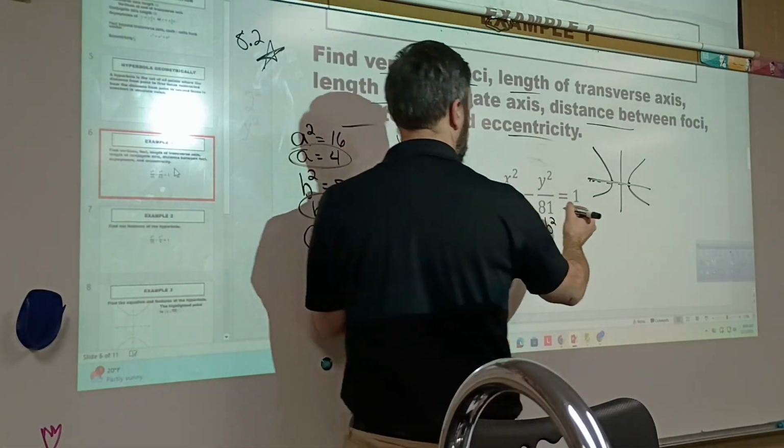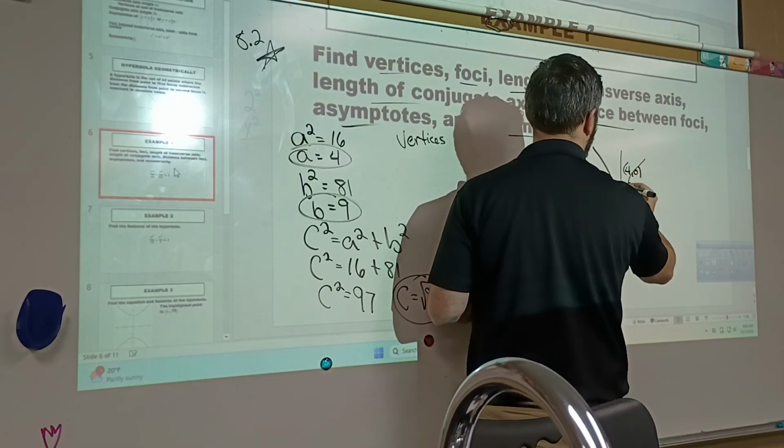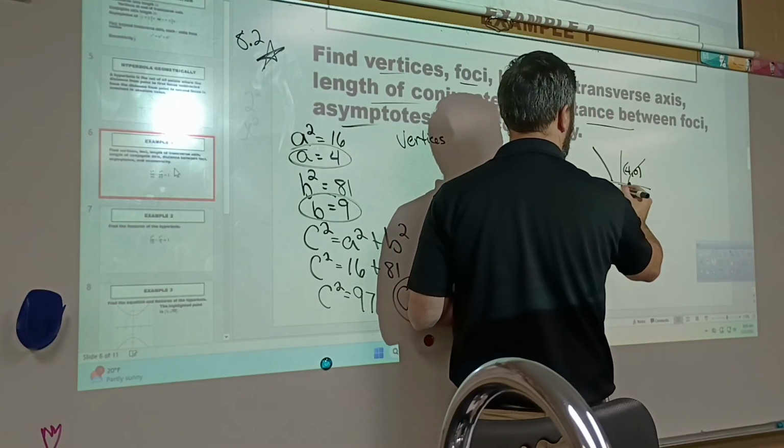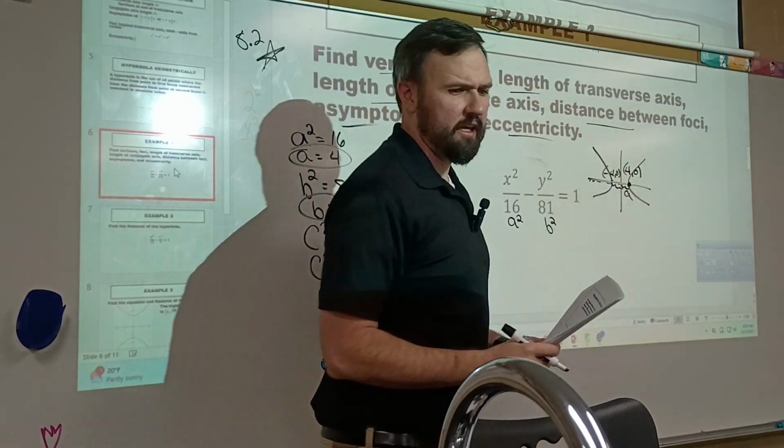All right. So that point's (4, 0). And the point to the left is (-4, 0).